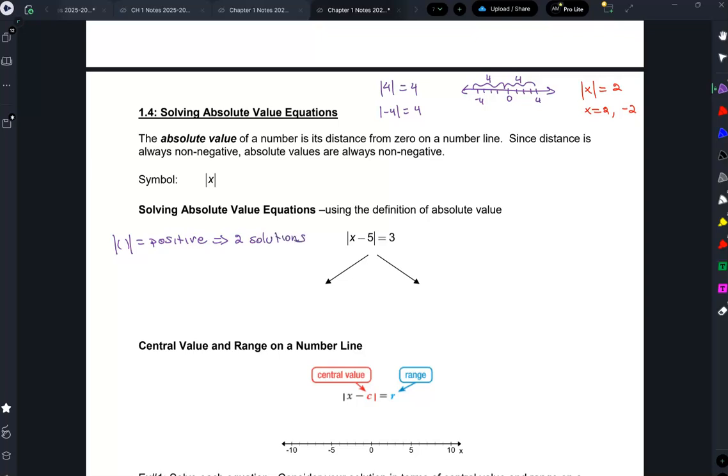What if you have absolute value equal to 0? What if I said find all the numbers whose distance from 0 is 0? How many numbers are those? 1. It's just 0. So here there is one solution. And if I have absolute value of something equal to a negative number, well, if absolute value is a distance, it can't be negative. So that's no solution.